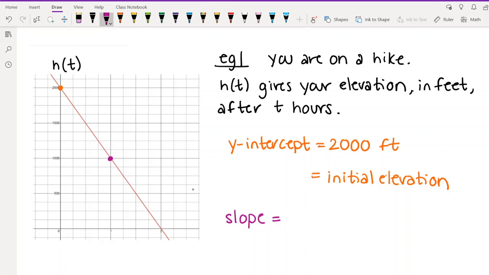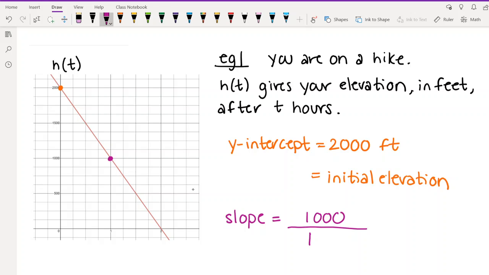Well, if we look at the vertical change between those two, it's 1000, right? From 2000 to 1000 is 1000. So the vertical change is 1000. And then the horizontal change is 1, right? We're going from 0 hours to 1 hour. Now I want to put units on this, and then there's something else that we're missing. So what is wrong with what I have right now?